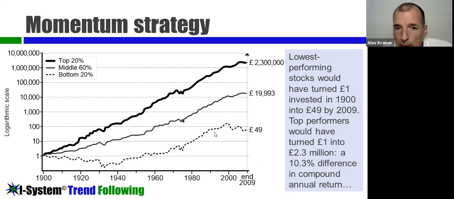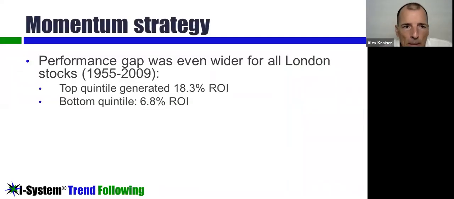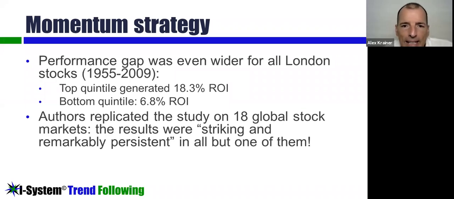So that's extremely powerful. And basically, what you have here is people always investing in things like Tesla and holding them for as long as they outperform systematically. And this is the difference that it generates over long periods of time. So Tesla is a spectacular case of exactly this. Enlarging their analysis, the same researchers then analyzed this for all of London stocks between 1955 and 2009. Top quintile generated 18.3% return on investment, bottom quintile 6.8%. Again, a huge gap. Then they replicated the study on 18 global stock markets.